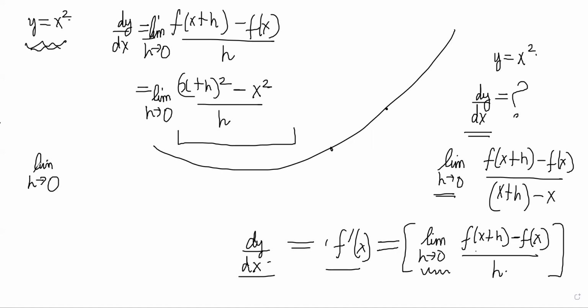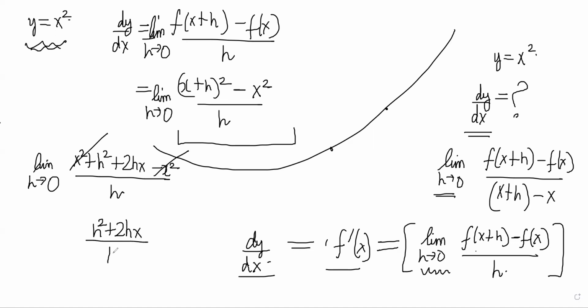The top part will be x squared plus h squared plus 2hx minus x squared, whole divided by h, right? X squared gets cancelled and you have h squared plus 2hx by h, limit of h tends to 0. And h also gets cancelled and you have h plus 2x, right?